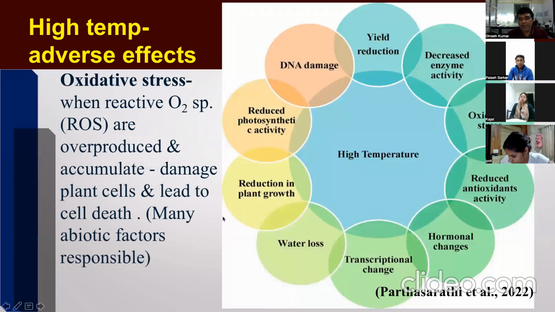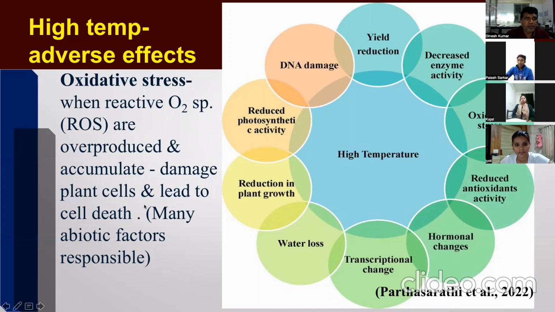Now you can see high temperature can also matter. Like low temperature, which is sometimes needed, low temperature can also be harmful. You have seen it can make pollens sterile. Similarly, high temperature can also be harmful to the plants.